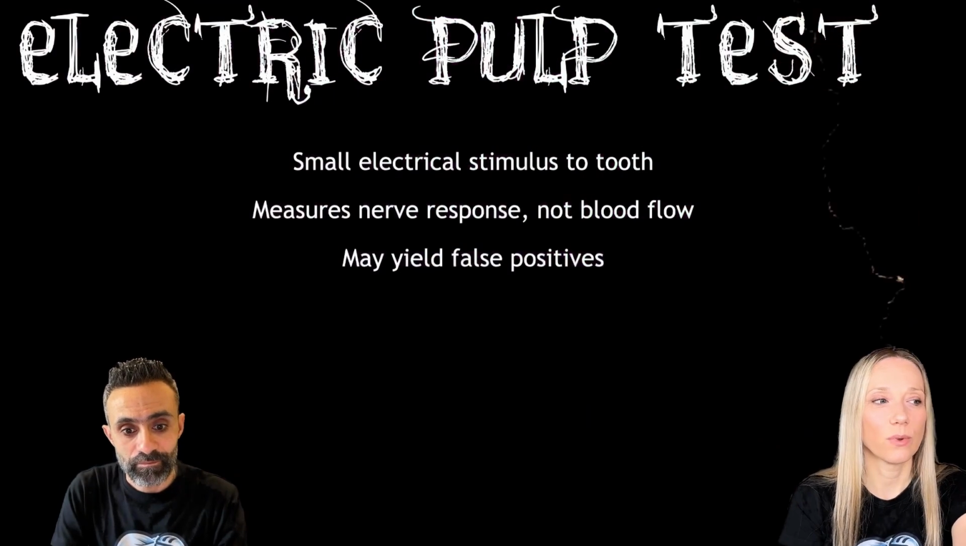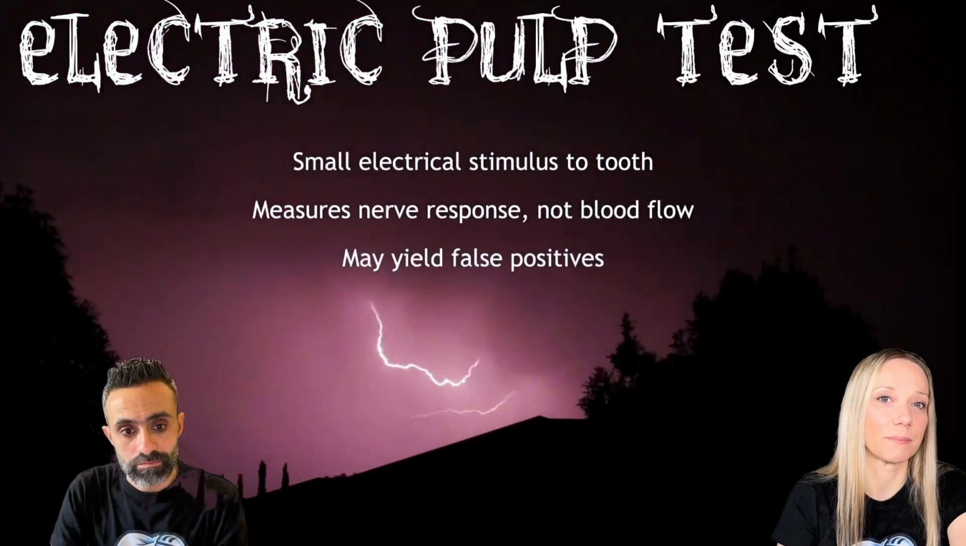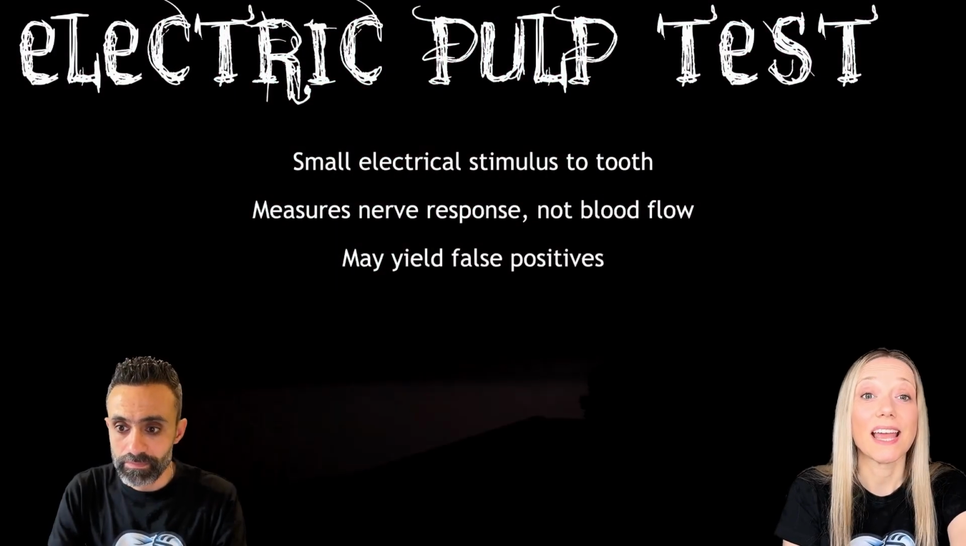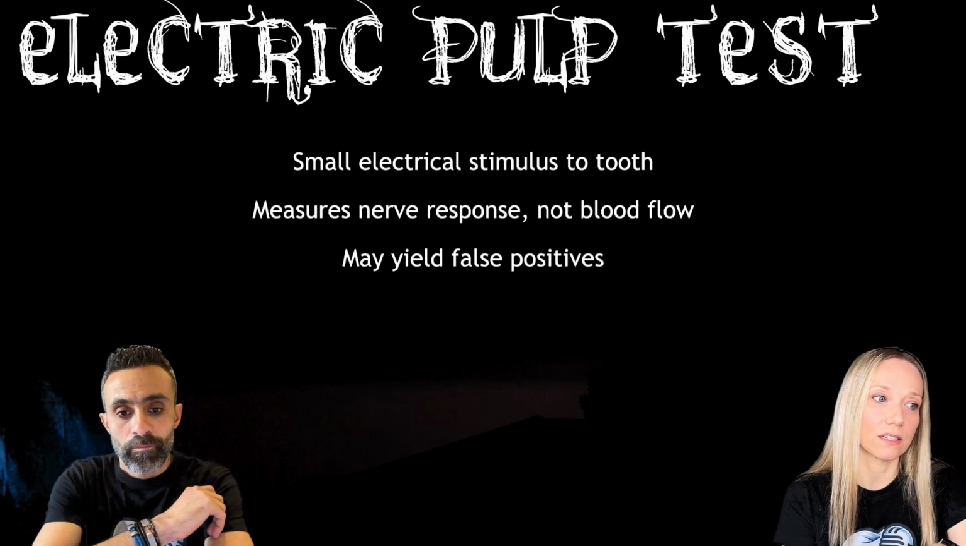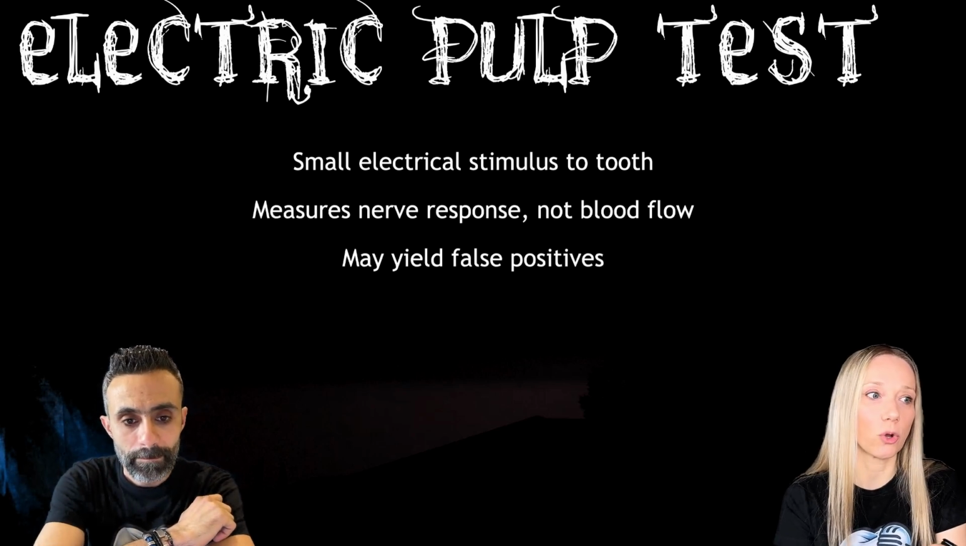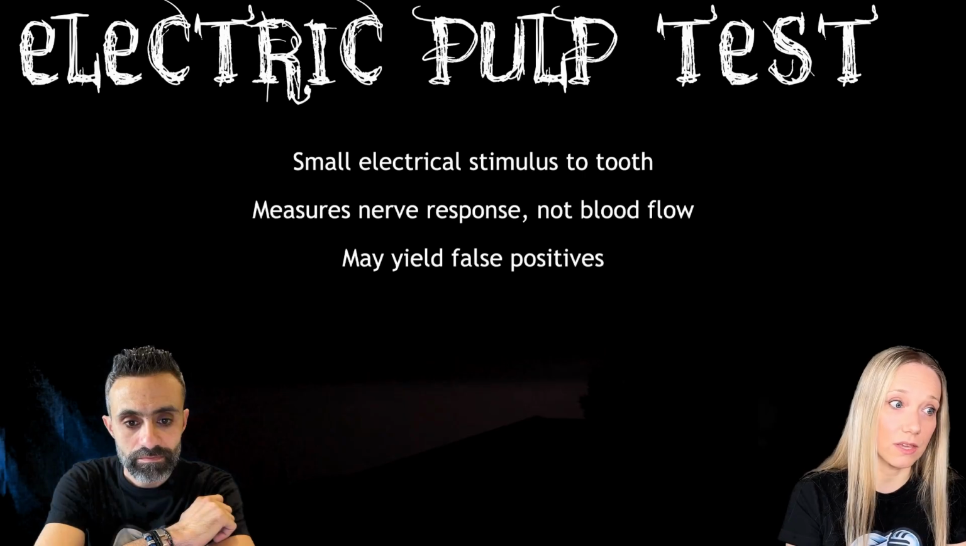Exactly. And then we have another method of pulp sensibility testing, which is the electric pulp testing, which aims to assess the neural element in comparison to normal sound teeth.